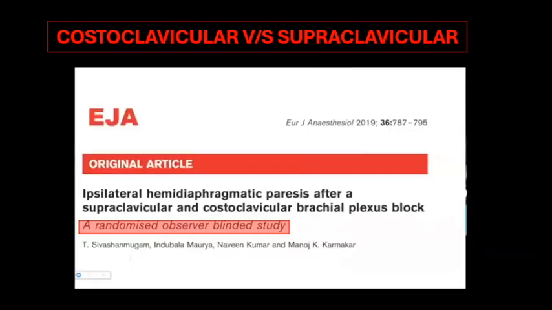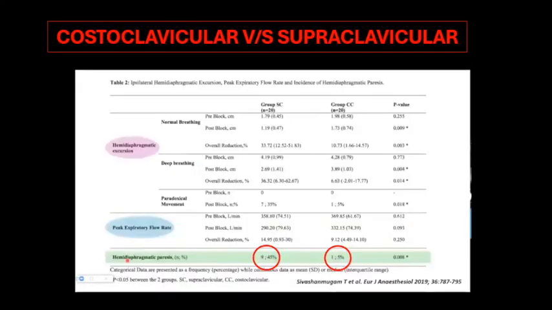A randomized observational study by T. Sivashanmugam regarding the ipsilateral diaphragm after supraclavicular and costoclavicular brachial plexus block found that the incidence is much less in costoclavicular as compared to supraclavicular block.